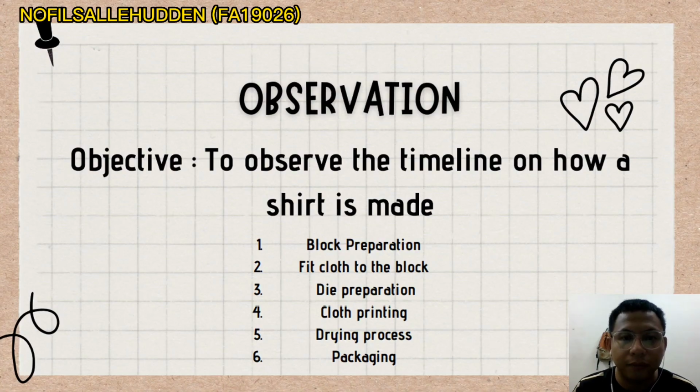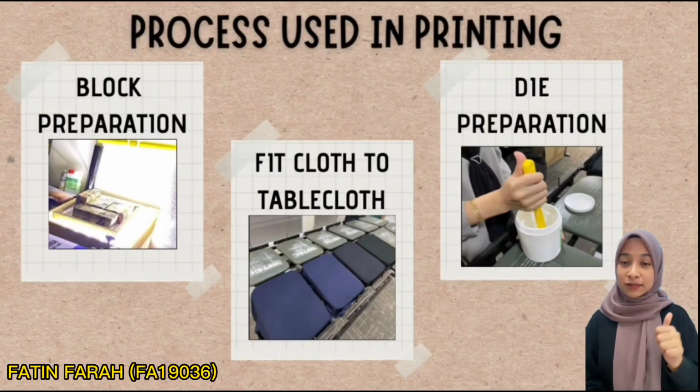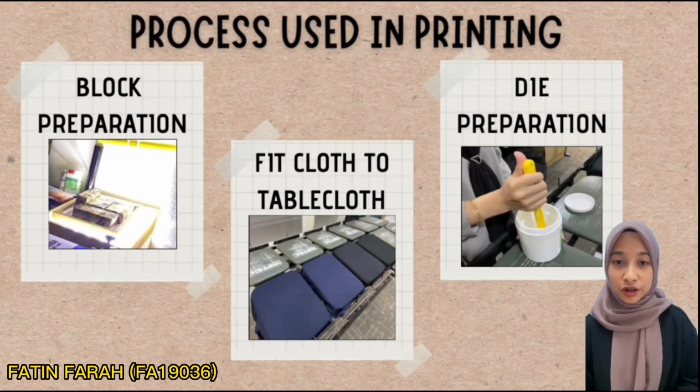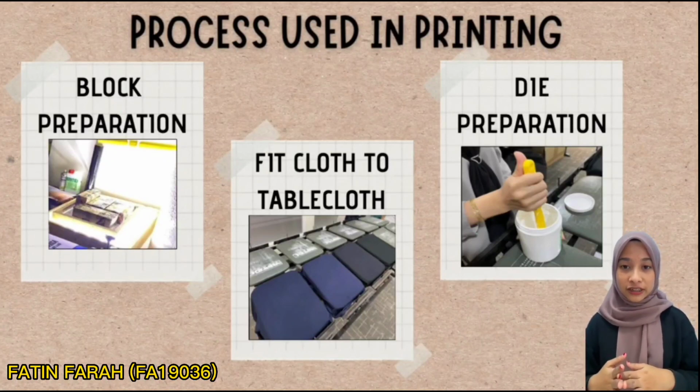Thank you. There are 6 steps in cloth printing production. First is block preparation. This process uses a screen, squeegee, sensitizer and photo emulsion for screen printing. First, mix the mixture. Second, pour the mixture into the photo emulsion, then spread it evenly on both sides of the screens. Alternate the directions and sides to get even and full coverage.